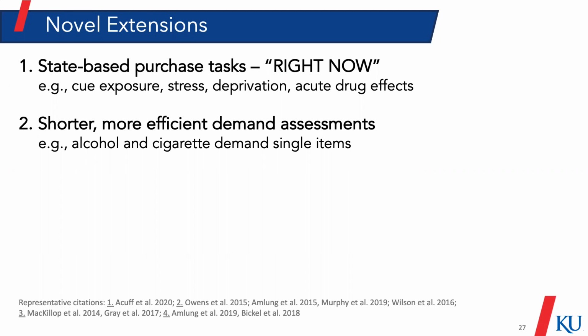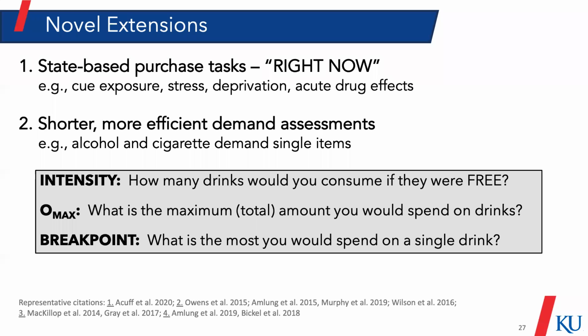So this led to the development and interest in what are called alcohol and cigarette demand single items. These were originally developed by Max Owens, and then my team, when I was a postdoc, worked on this some more to further develop these. And then we also have a cigarette version that was pioneered by Kara Murphy's group at Brown. The idea here is you're going to go straight to the demand index to the extent possible.